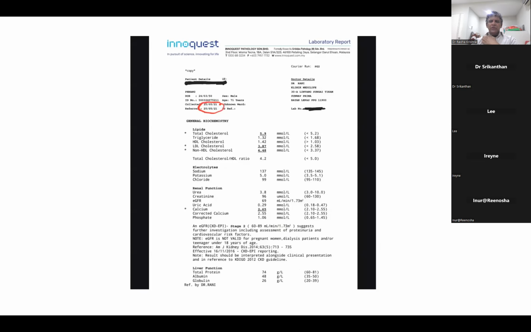And I welcome Dr. Srikanth back onto the stage. He is one of the two real cases. Okay. Thank you, Dr. Radha.